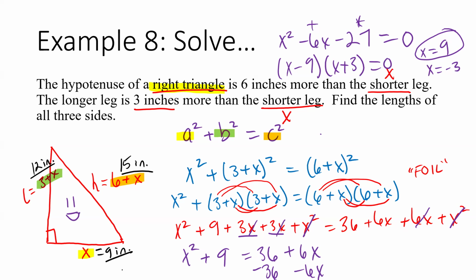Okay? And we know that we satisfied it being a right triangle because we used a squared plus b squared equals c squared, which is only a rule for right triangles. And that concludes your 3B.6 notes.